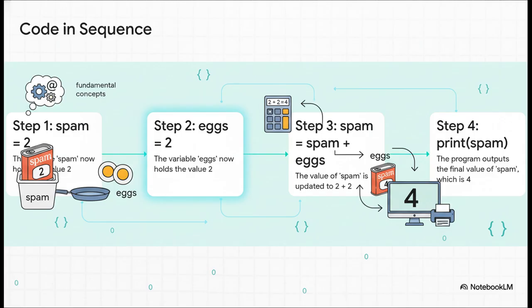Now watch this part closely. The computer looks at spam equals spam plus eggs. It always works out the right side first. It says, okay, what's in spam right now? It's 2. What's in eggs? Also 2. What's 2 plus 2? It's 4. Then it takes that answer, 4, and assigns it back into spam, completely replacing the old value. So when we finally print spam, the value that comes out is 4.